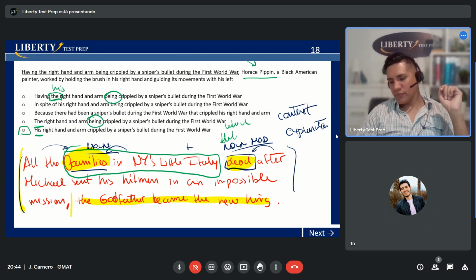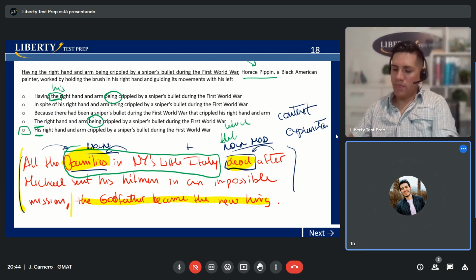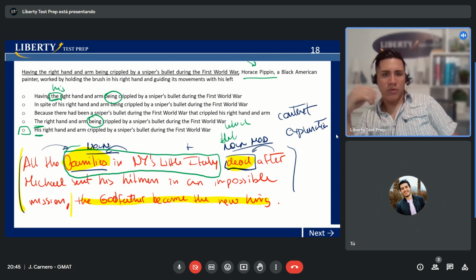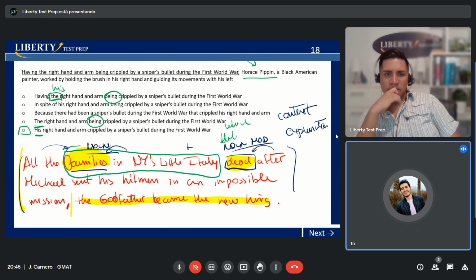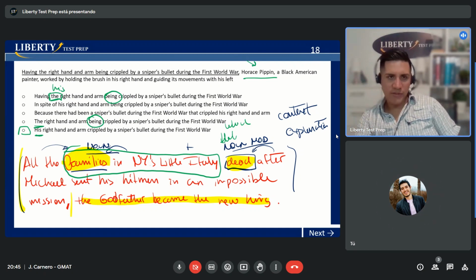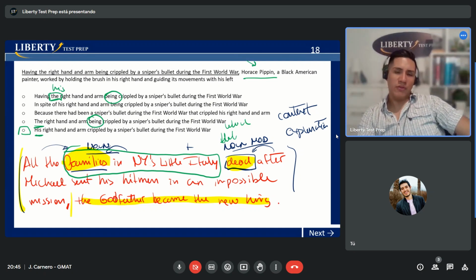Why? Having the right hand and his left, having the right, having his. Okay, so we know that it is modifying Horace Pippin. Oh, we're talking about Horace Pippin, the subject. Yeah, because otherwise, if we don't have "his right hand arm", we don't know if those hands or those arms belong to Horace Pippin. They could belong to somebody else.